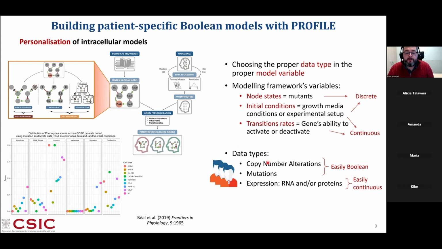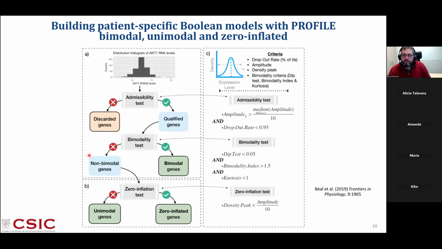These can be copy number alterations, or mutations that are easily Boolean, so we can convert them to zeros and ones. Or you can also have expression data, for instance RNA or proteins, that we can assume are easily continuous and that we can tag to some of those variables. So from, let's say, a given breast cancer model, we can have different patient-specific or at least dataset-specific models. And this we have done, for instance, with different cell lines, and also with patients, as we will see in a couple of slides.